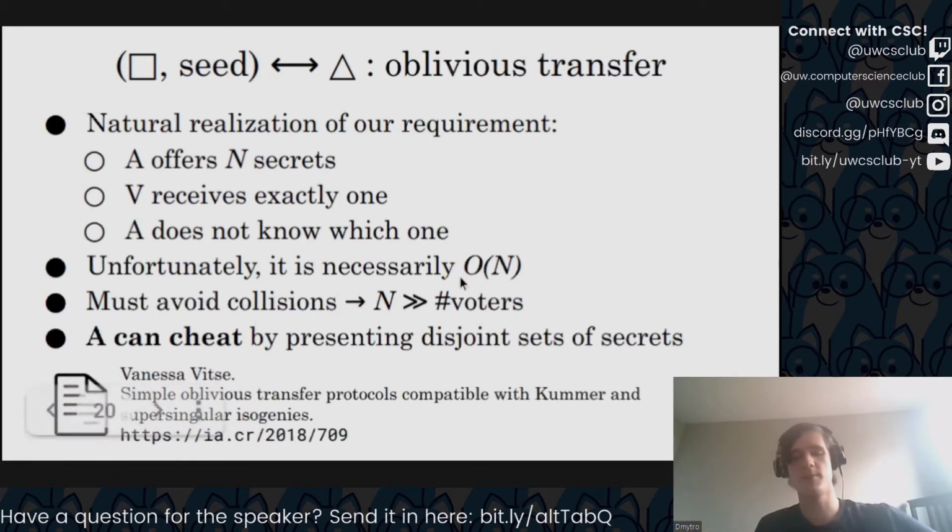But a much more serious problem is that you can trivially cheat. The authority can cheat by just presenting different secrets to different voters based on their credential.